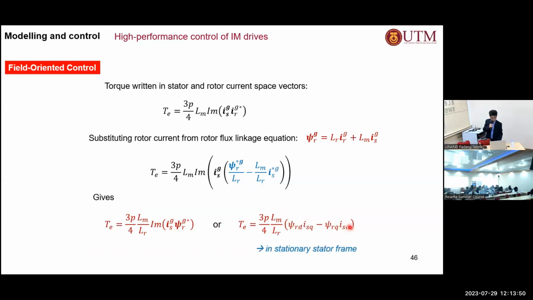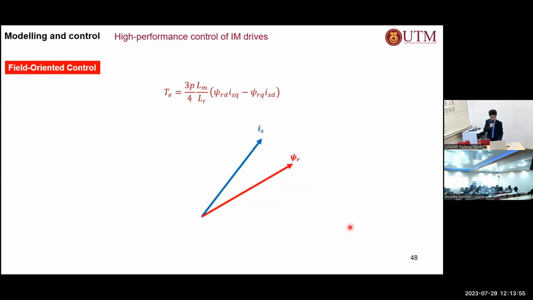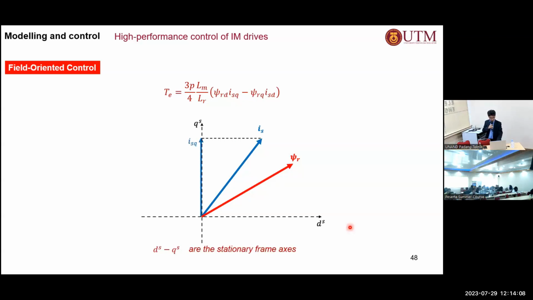So what that equation stands for, in a stationary reference frame, for example, I have two vectors here, the stator current vector and the rotor flux vector. In the stationary reference frame, I will resolve these vectors into their D and Q components. The stator current will have a D component and a Q component, and the rotor flux will have its D and Q components. If you resolve that to a stationary frame, then this is what it looks like.